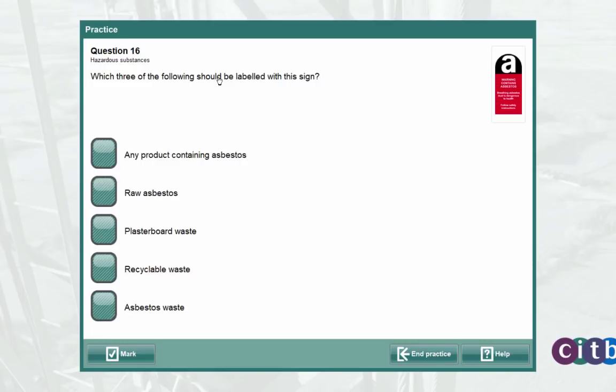Which three of the following should be labelled with this sign? Any product containing asbestos. Raw asbestos. Plasterboard waste. Recyclable waste. Asbestos waste.